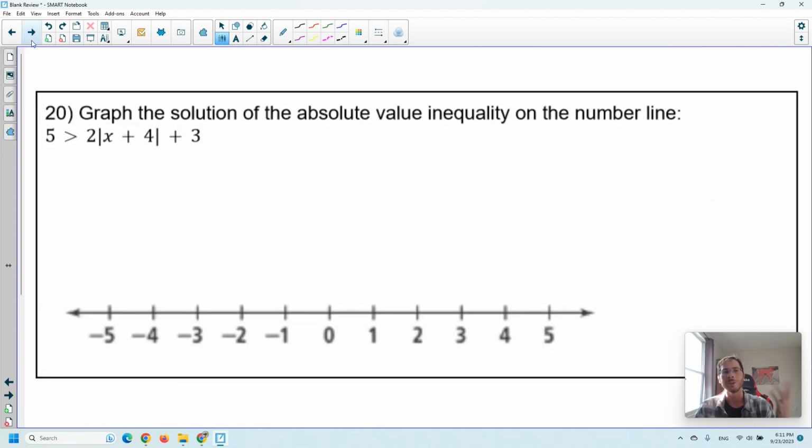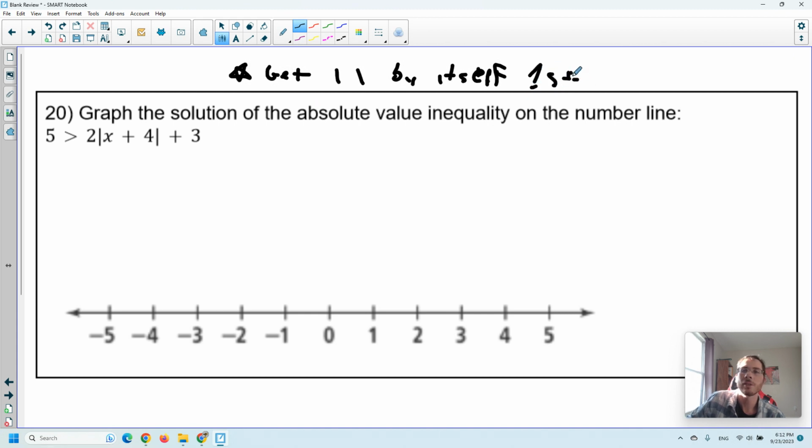All right, well, anyway, last one. So graph the solution of the absolute value inequality on the number line. 5 is less than 2, absolute value, x plus 4, and then plus 3. So again, the key here is we have to get the absolute value by itself first. So that means I have to subtract the 3 first. I really don't have much of a choice.